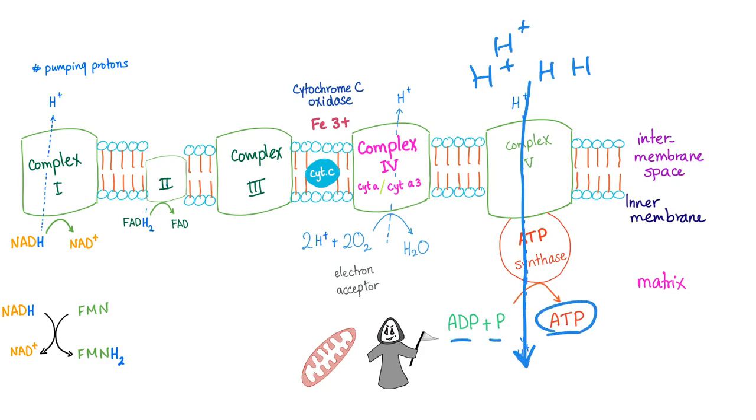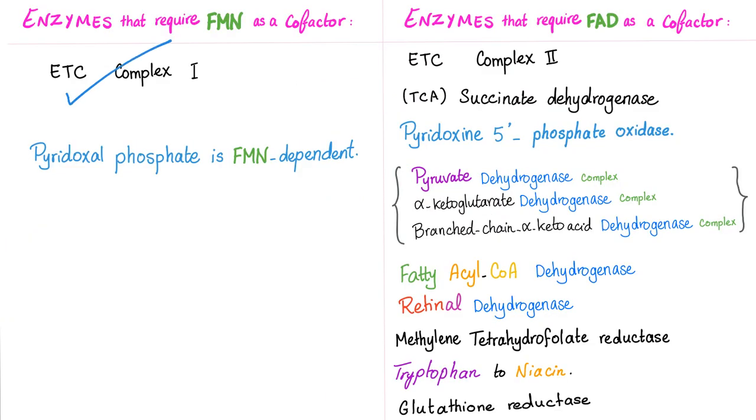Thank you. So complex 1, NADH to NAD. But in order for you to be able to go from NADH to NAD, at that same moment, you should be able to go from FMN to FMNH2. So you need FMN. Yes. Therefore, you need riboflavin. And then complex 2 is FADH2 to FAD. So you need FAD. Yes. And therefore, you are in need of some riboflavin. So we are done with this one and this one.